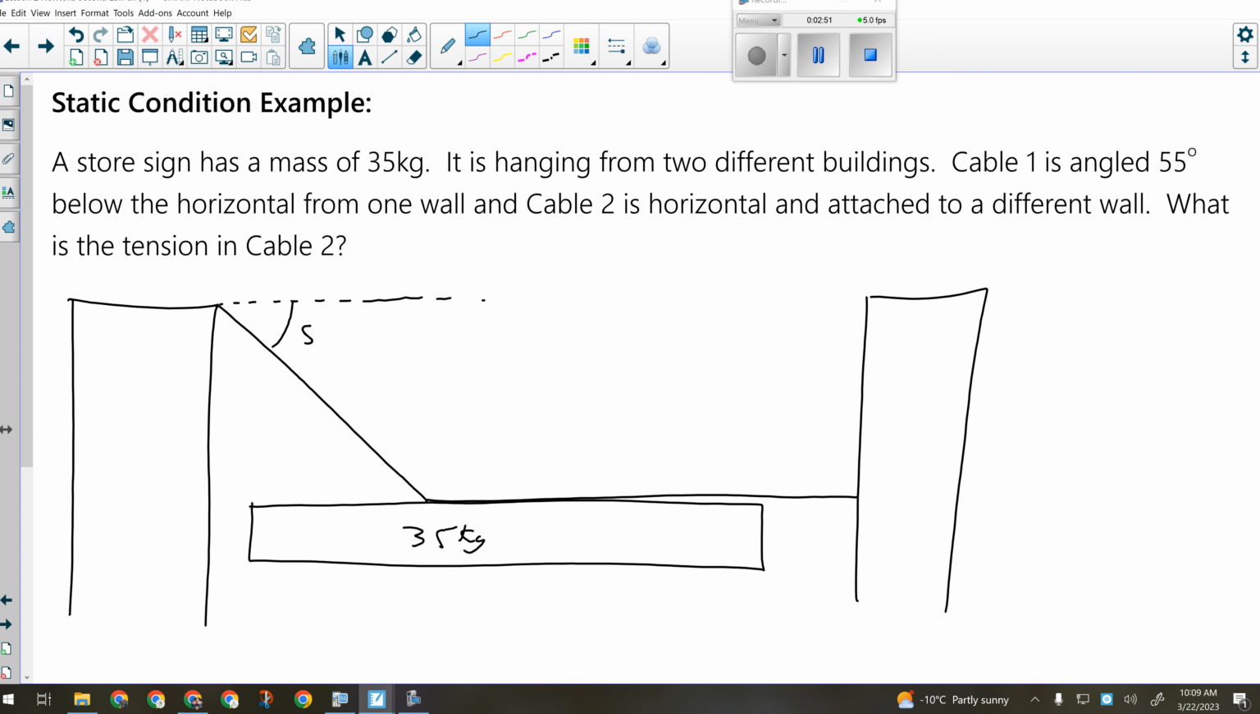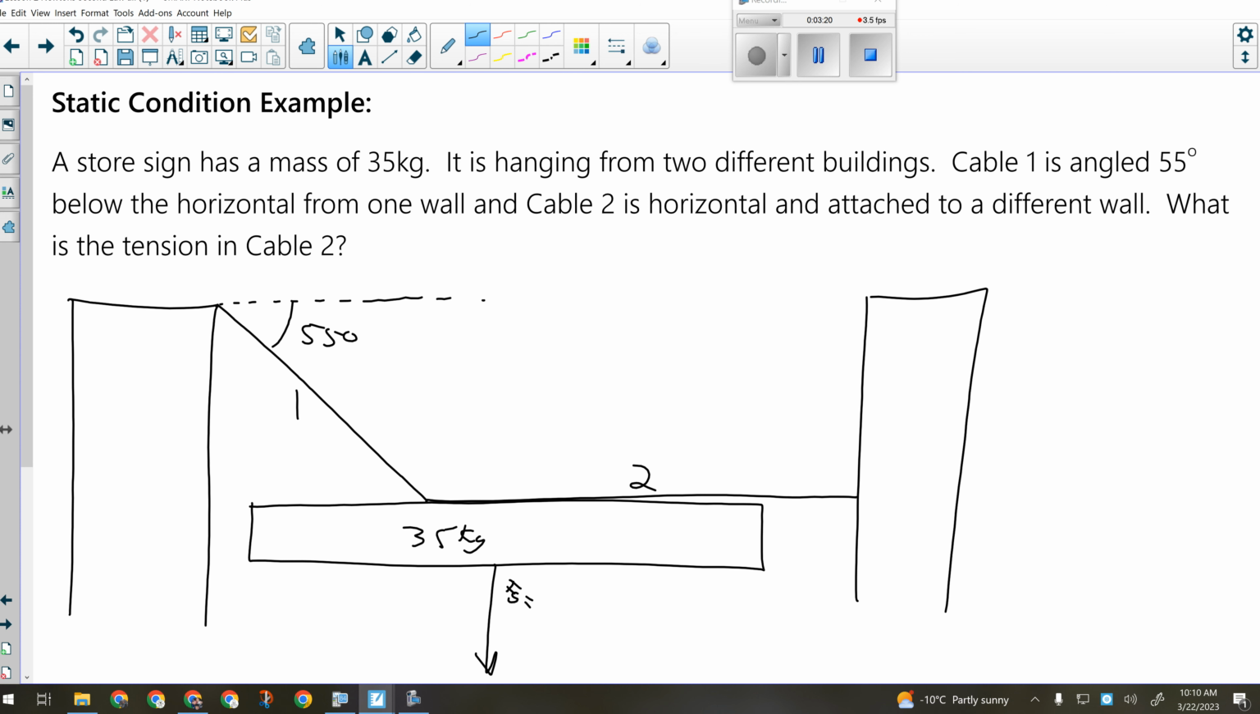Okay, so that is 55 degrees. So this is cable 1 and this is cable 2. Other than the cables, what else is pulling on the sign? Gravity. Okay, that's the reason we have the cables. If there wasn't any gravity, we wouldn't need the cables. The sign would just float there. So gravity is pulling down on the sign.